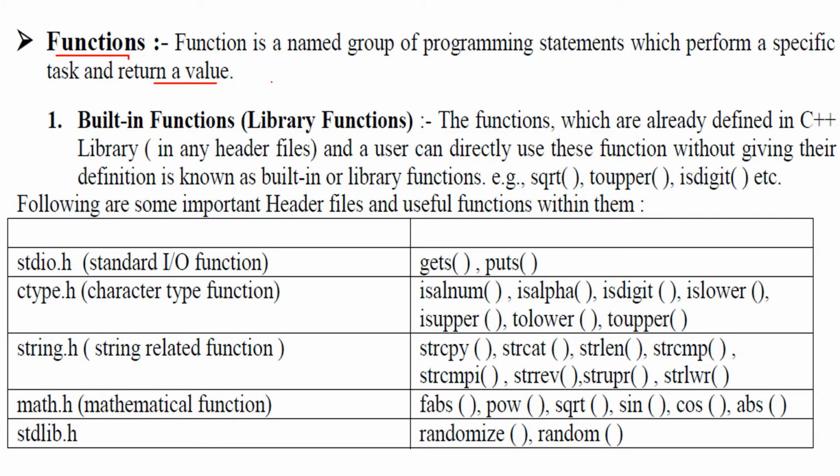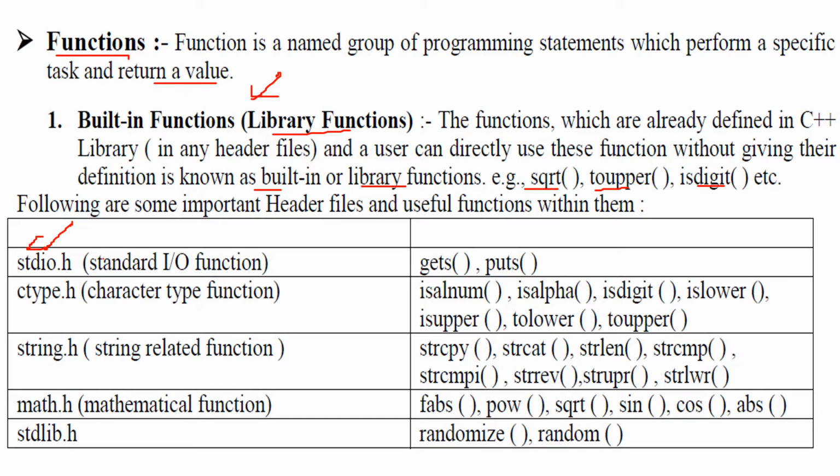So we have built-in functions, that is the library functions. These are already there in C++ in the header files, and we can directly use these functions. We don't have to give their definition because the definitions are already built in. You will find it in the library functions like sqrt, like toUpper, like isDigit. So these are some header files and functions which we generally use.